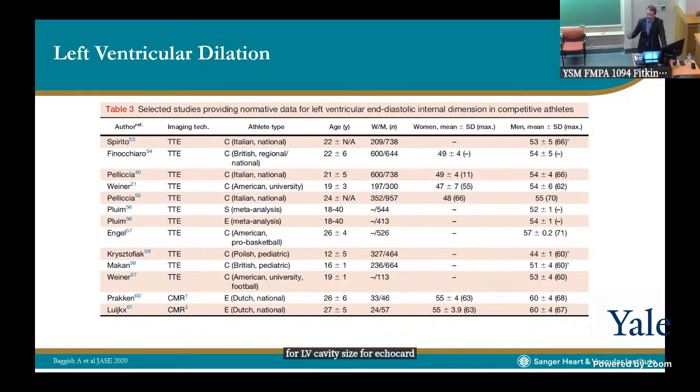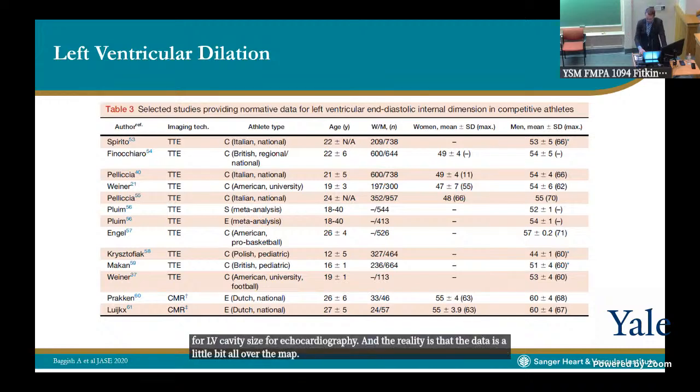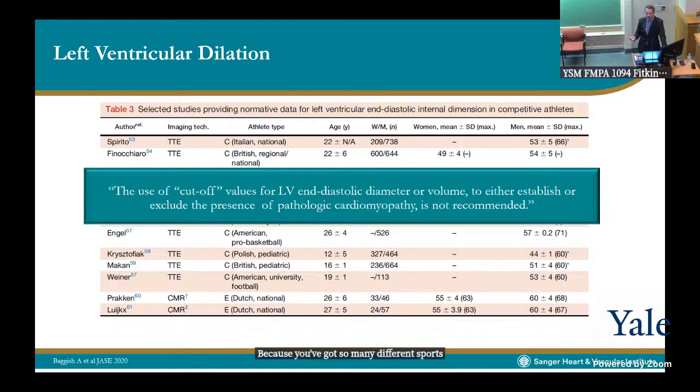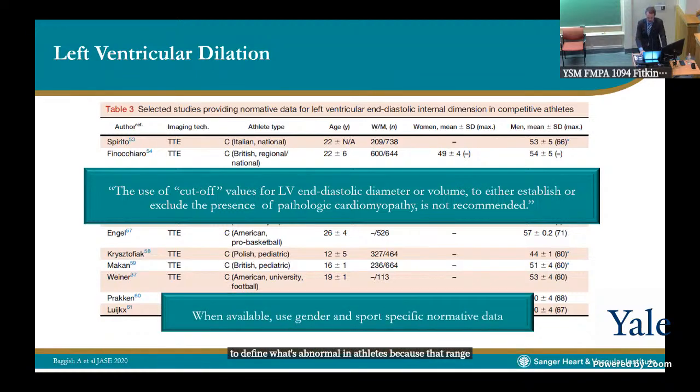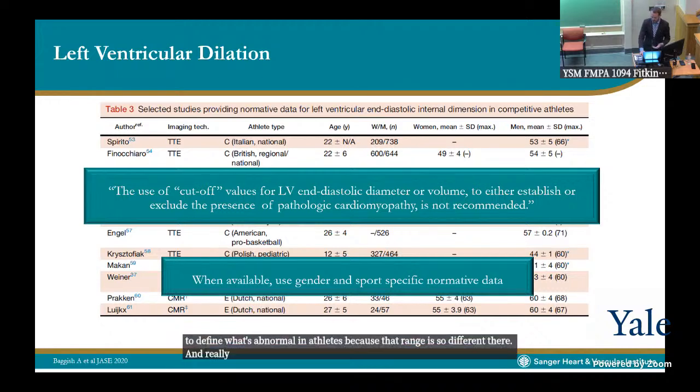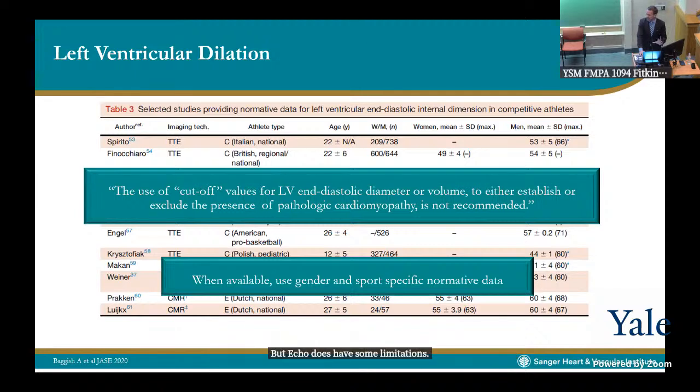And the reality is that the data is a little bit all over the map, because you've got so many different sports, and really our recommendation was to not actually use a cutoff to define what's abnormal in athletes, because that range is so different there. And really, we should try and use gender and sport-specific normative data. But echo does have some limitations. Even though I'm an echo guy, echo does have limitations.